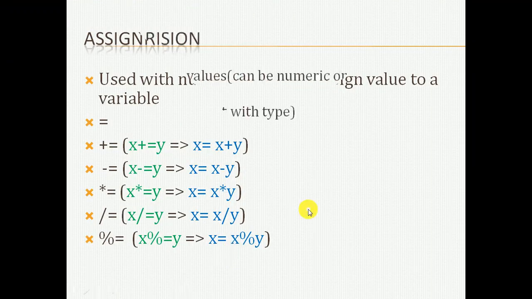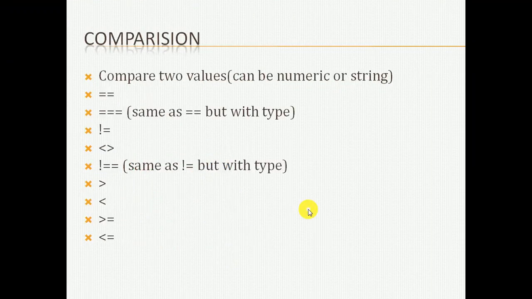Okay, moving ahead, let's talk about the comparison operator. As it is clear from the name itself, it is used to compare values. So what are the types of comparison operators that we have? Double equal to actually compares the two values without comparing their types. Now triple equal to is the same as double equal to, but then we are comparing the type as well.